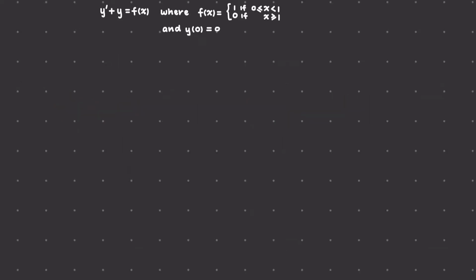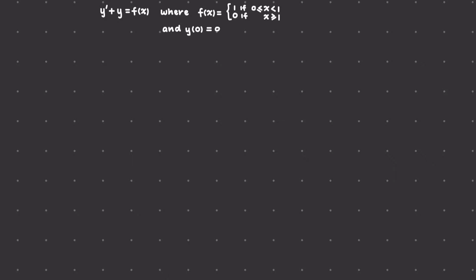Hey everyone! So this will be our first example for today's piecewise forcing functions on differential equations. So we've got here y' + y = f(x), where f(x) is equal to 1 if x is less than 1 and greater or equal to 0, as well as f(x) is equal to 0 if x is greater or equal to 1. And we've got an initial condition here, whereas y(0) is equal to 0.